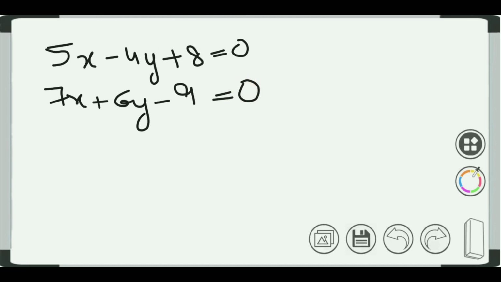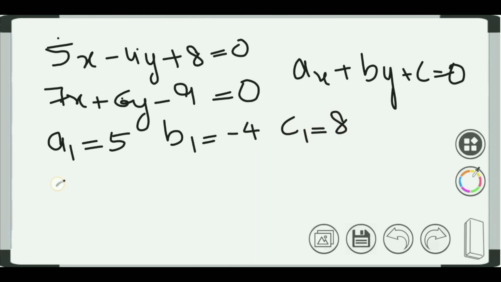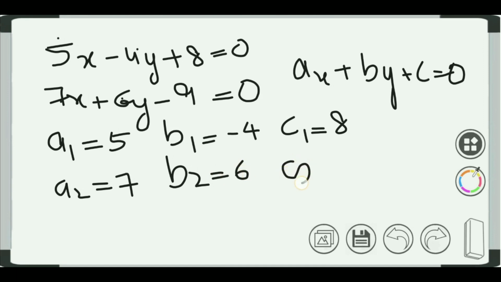So now you can see this is in the standard form, that is ax plus by plus c is equal to 0. Can you write down the values of a1, b1, c1, a2, b2, c2? This is your a1, b1, c1, a2, b2, c2. So write it down. a1 is equal to 5, b1 is equal to minus 4, c1 is equal to 8, a2 is equal to 7, b2 is equal to 6, c2 is equal to minus 9, right? Now you can check whether a1 by a2 is equal to b1 by b2 or not. Now I am checking.